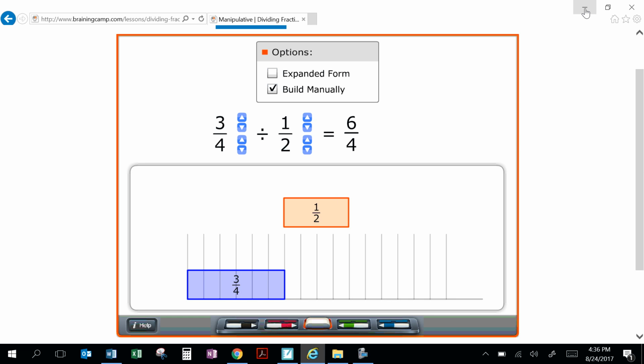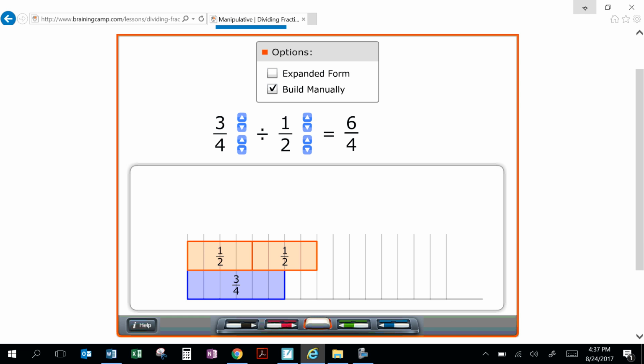How many halves go into 3/4? One group, two group, one group. Ooh, and a half. We expand it, so how can you get 6/4, which is the same thing as 3/2 or 1 1/2? Where did the 6 and the 4 come from?